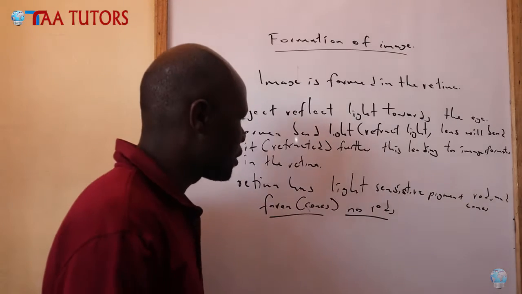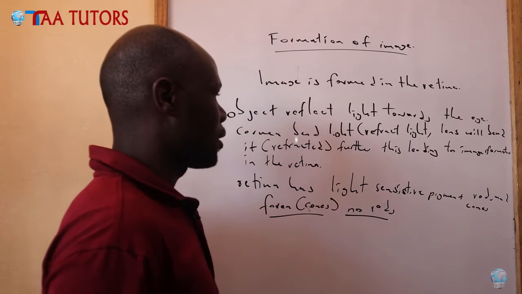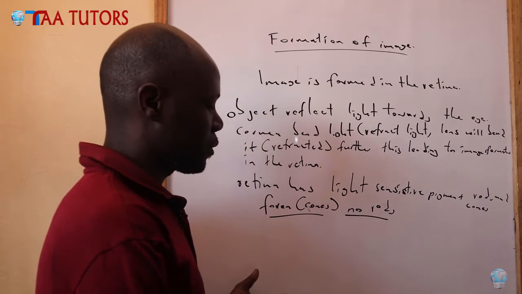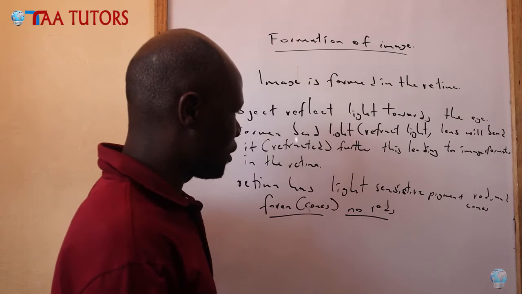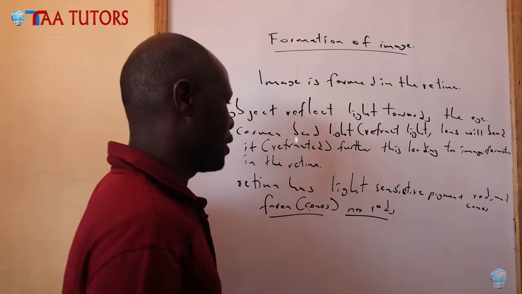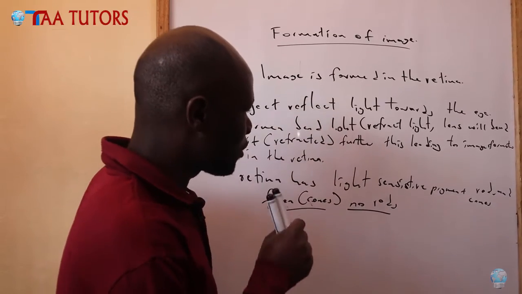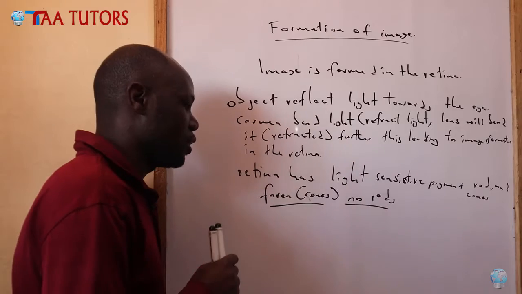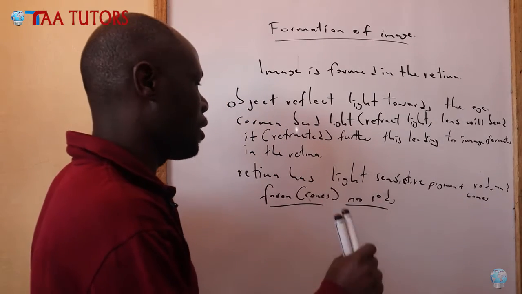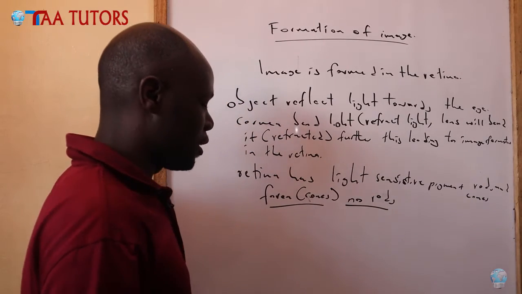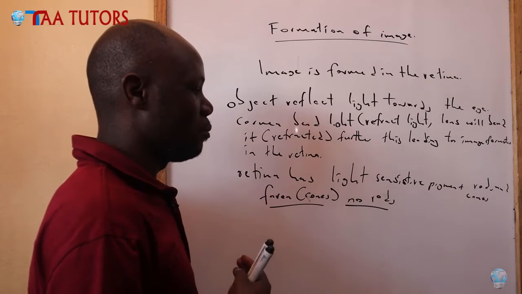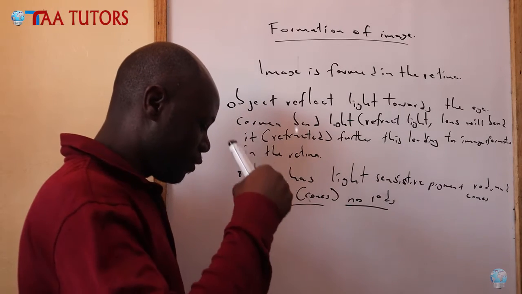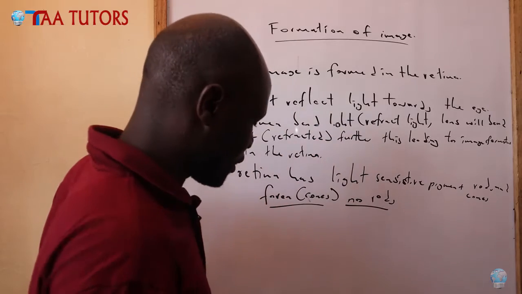Once this particular image has been focused in the retina, the information should be transferred to the brain so that the brain can interpret. That is why sometimes we say that the brain is what is seeing. Actually, it's the one that interprets, so that we are able to visualize the image the way it is in real life, because in the brain the image will actually be upright.